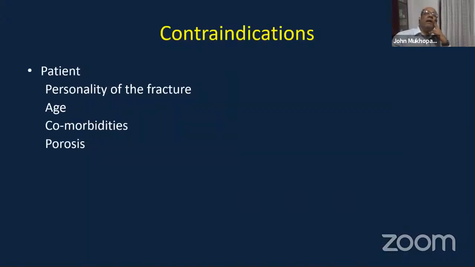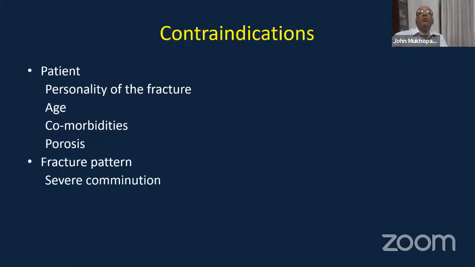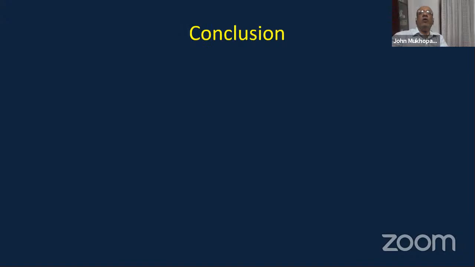As we mentioned, some of the possible reasons for not operating include the personality of the fracture, the age, comorbidities, the osteoporosis, the fracture pattern in terms of comminution, and, as I mentioned earlier, the surgical team and the experience. So all these things have to be taken into account before deciding on your fracture management and your decision to treat operatively or non-operatively.